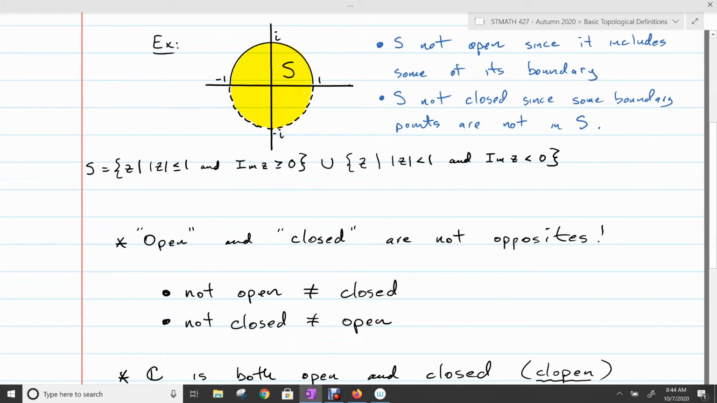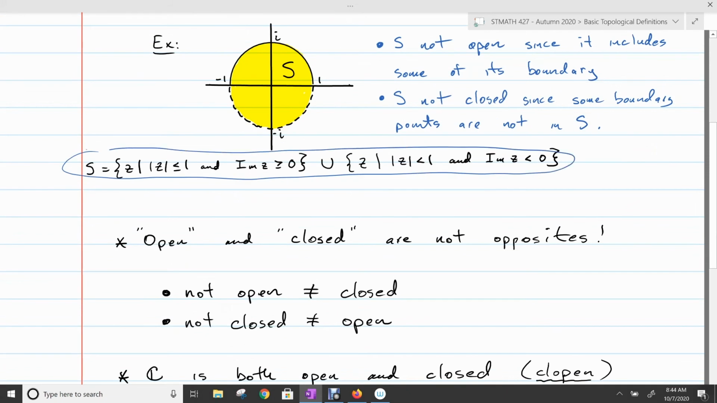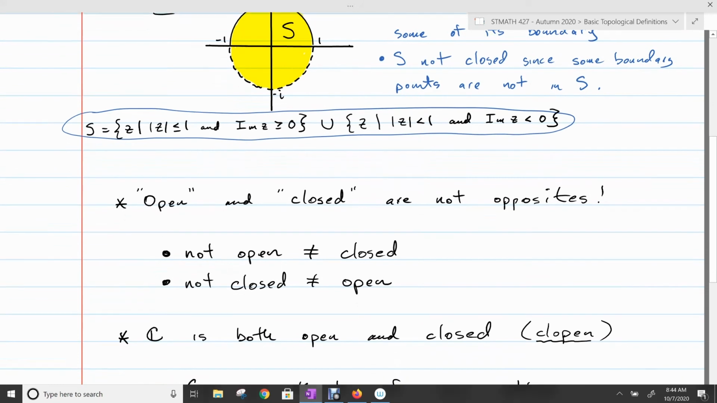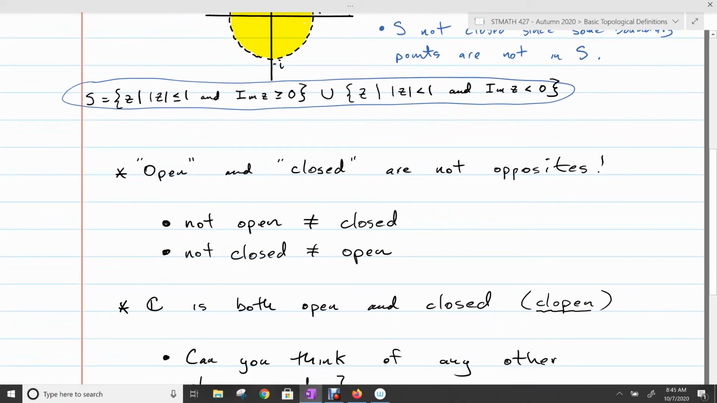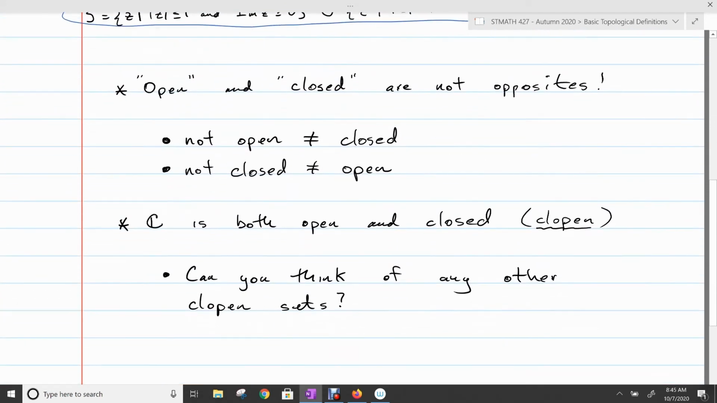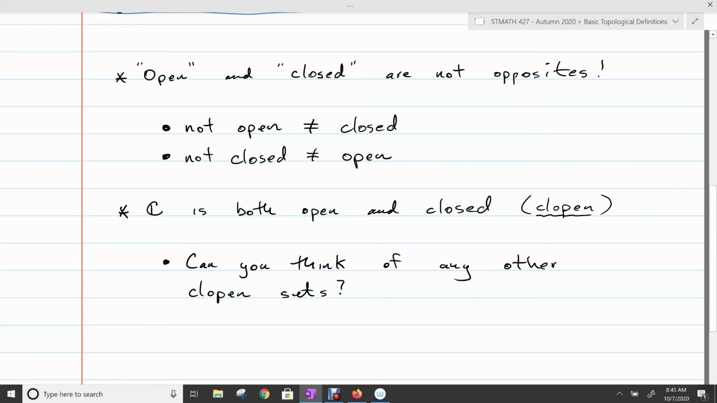You can actually give a very precise description of that set, but it wasn't important for just the conceptual understanding of the point that it's neither open nor closed. Another thing to observe about open and closed sets is that open and closed are not opposites.